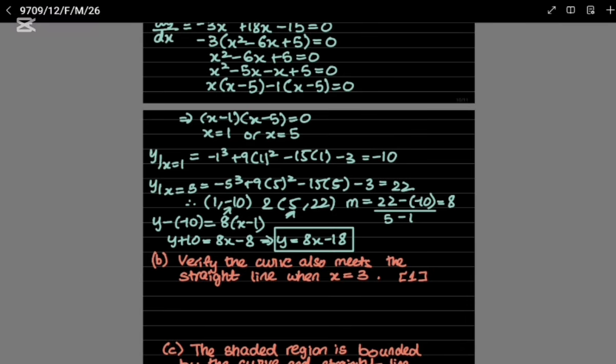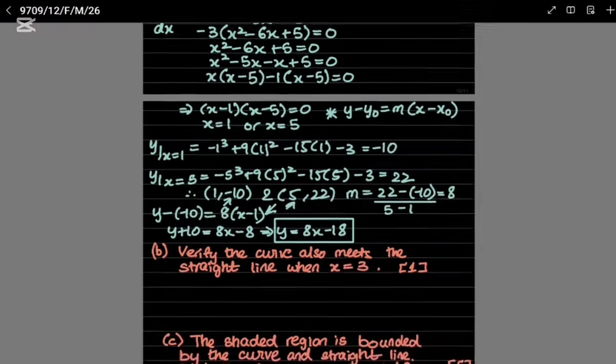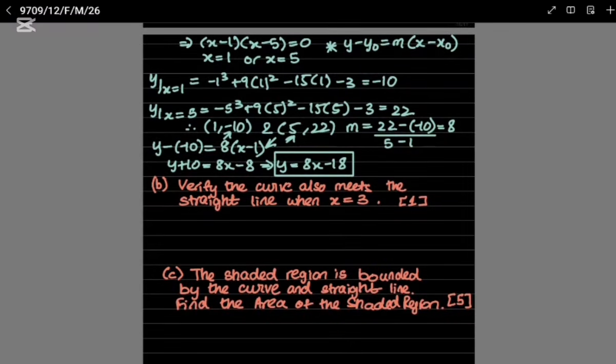If you want to know how I got this one over here, basically I used this y minus y0 is equal to m into x minus x0. Okay, so you should know this. Part B. Verify the curve also meets the straight line when x is equal to 3.